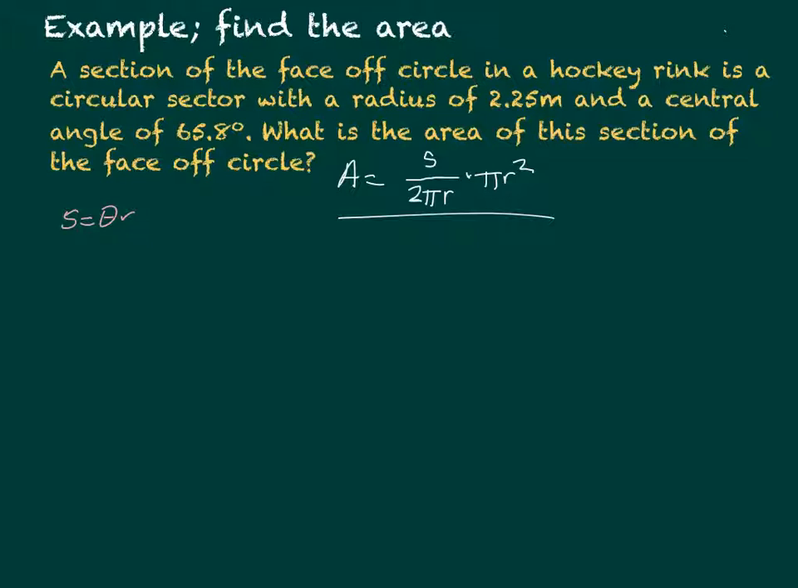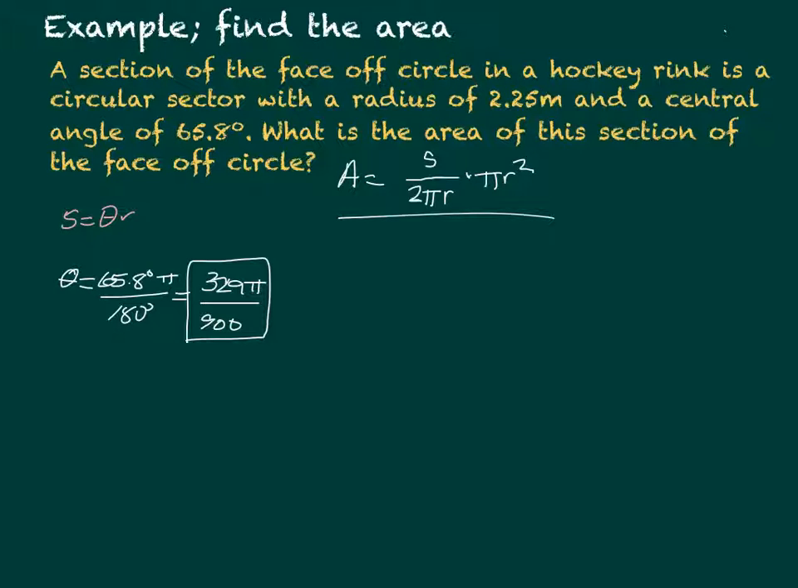So theta is going to equal 65.8 degrees times pi over 180 degrees, which you can approximate to a decimal if you want, or if you want it to be exact, that's going to be 329 pi over 900. If you want to write it as a decimal, that's fine in this case.